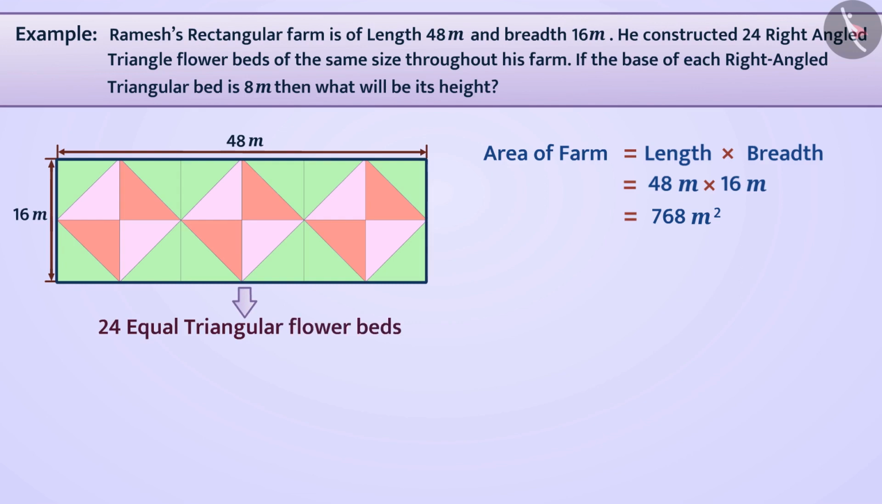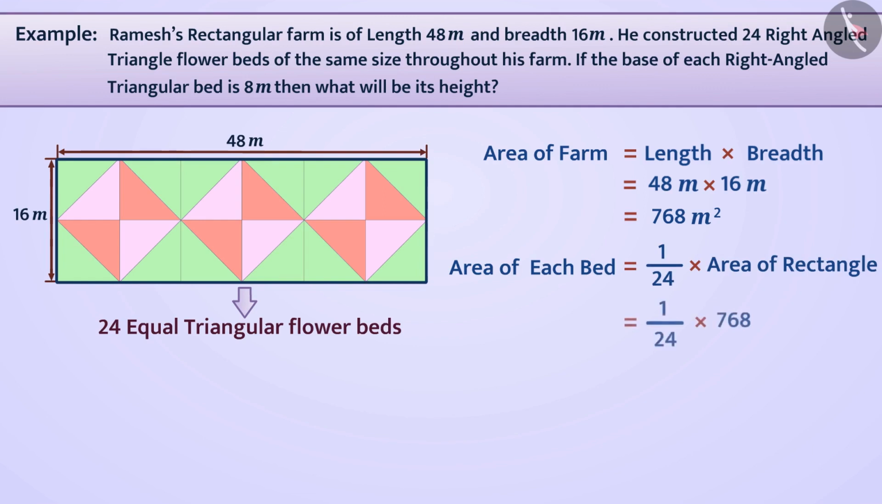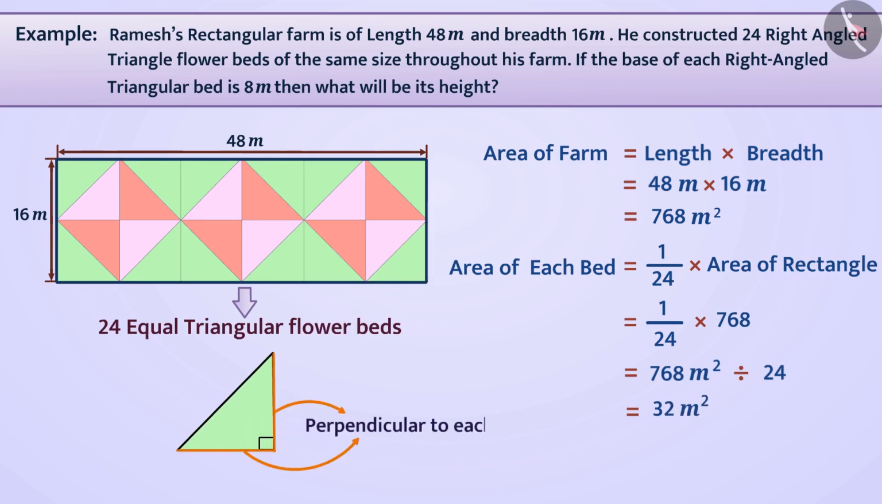Therefore, we can say that the area of each bed will be 24th part of the rectangular area. That is, the area of each right-angle triangular bed is 768 square meter divided by 24, which is equal to 32 square meter. In the right-angle triangle, two sides are perpendicular to each other. We can take one of these as base and the other as height.